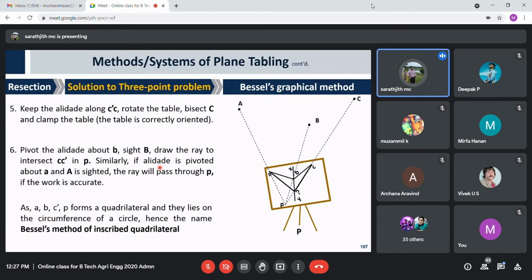So you can see that the points A, B, C dash and P form a quadrilateral. And you can draw a circle over it like this. The circumference of the circle falls along these points A, B, C dash and P, and hence the method is also known as Bessel's method of inscribed quadrilateral, because the quadrilateral is inscribed by the circle.